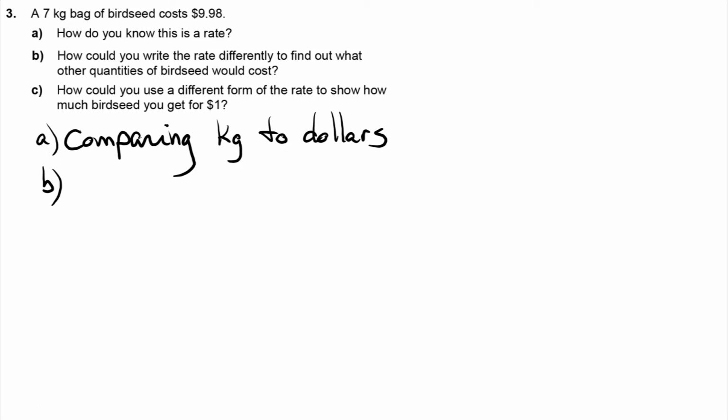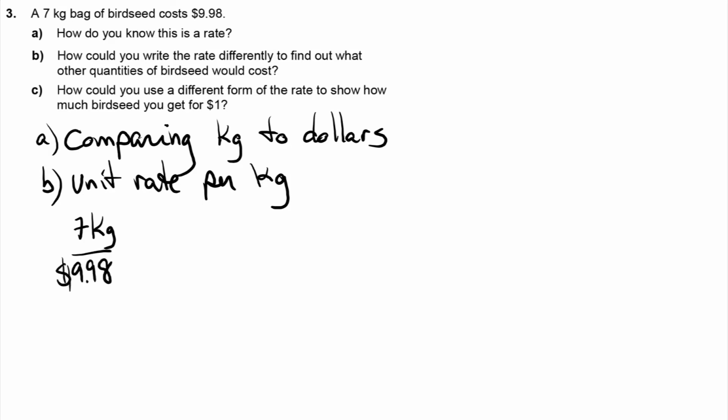What we probably want to do then is convert it into getting a unit rate per kilogram. So it's 7 kilograms for $9.98. But I want to end up with dollars per kilogram, so I'm going to flip that upside down, and I'm going to have $9.98 per 7 kilograms. I'm going to go ahead and then divide out, do that division of 998 divided by 7, and I end up at $1.43 per kilogram.